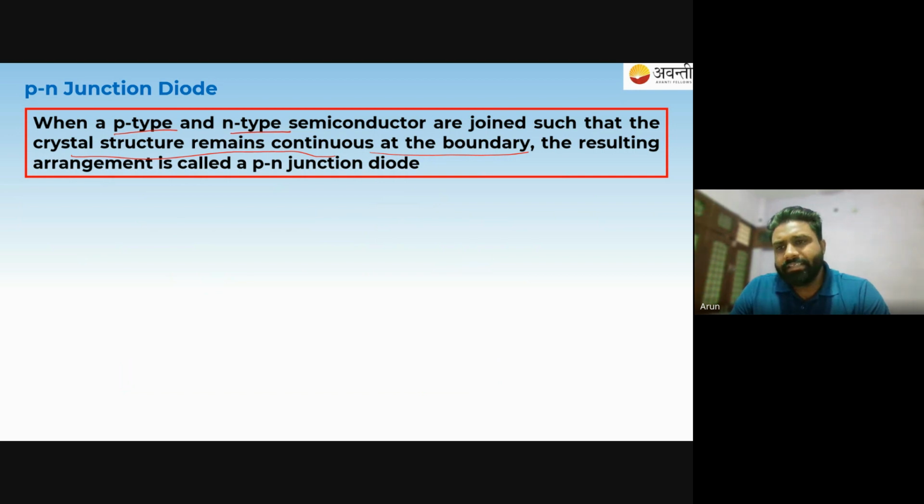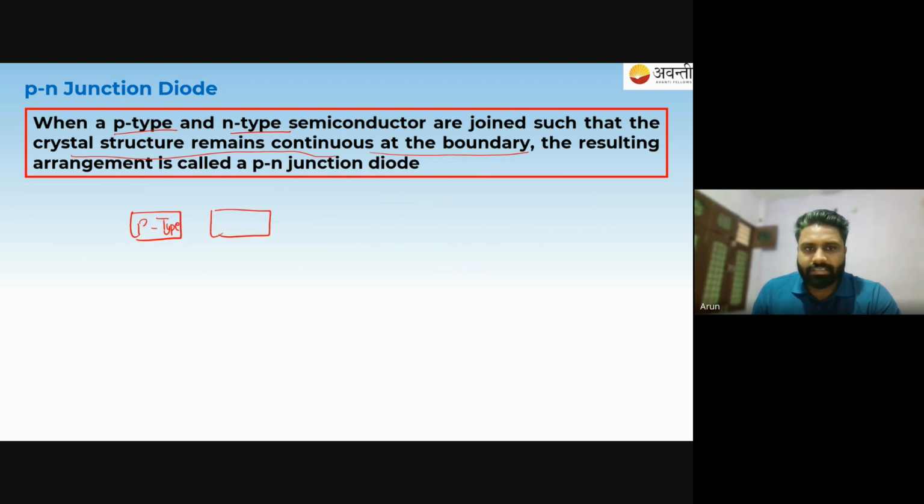Now, why is it named diode? Why not other names? Look, you can consider this the p-type semiconductor, and this the n-type semiconductor. This p-type semiconductor you can consider to be positive.